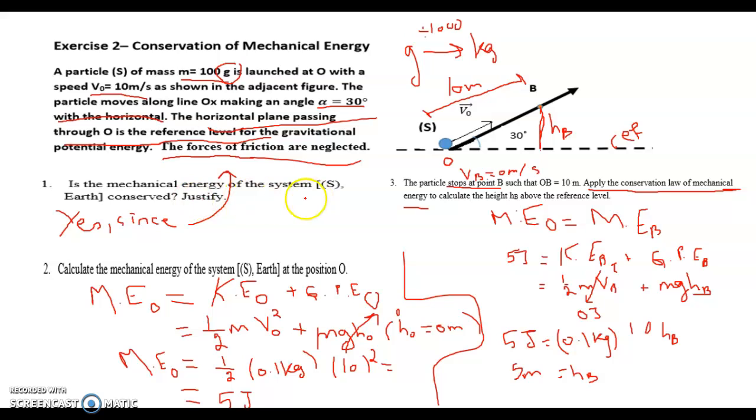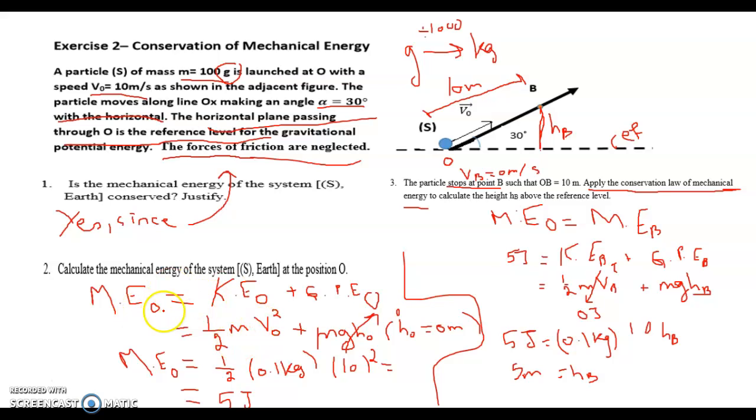So is the mechanical energy of the system particle-earth conserved? Yes, since the forces of friction are neglected. Calculate the mechanical energy of the system at position O. Mechanical energy at any position is equal to the sum of kinetic energy plus gravitational potential energy, half m v squared plus m g h. Don't forget to write the index showing at which position you're calculating the kinetic energy, the gravitational potential energy and the mechanical energy. So this index O, or B, or A, shows at which position you are doing the calculation.